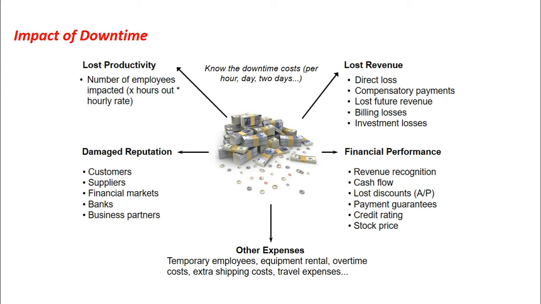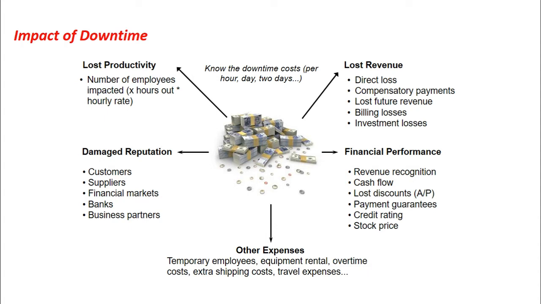So these are the consequences if the information is unavailable. When the information is unavailable, we call it downtime. So these are all the impacts or consequences of downtime. It results in loss of productivity, lost revenue, poor financial performance, damage to the reputation of the organization, as well as other expenses.